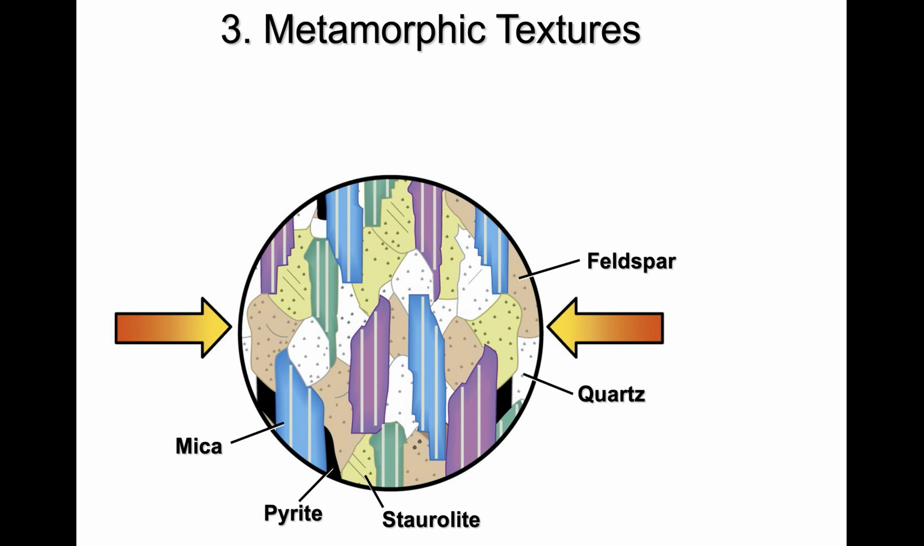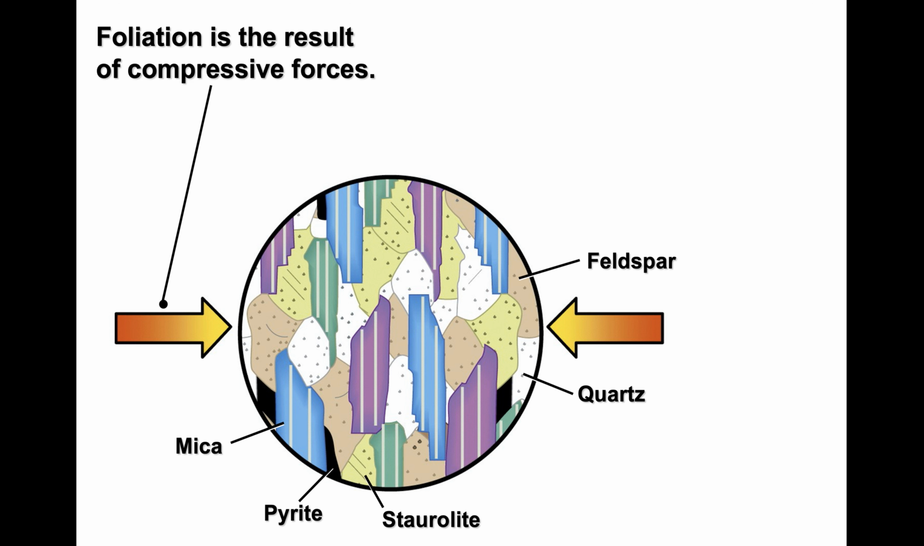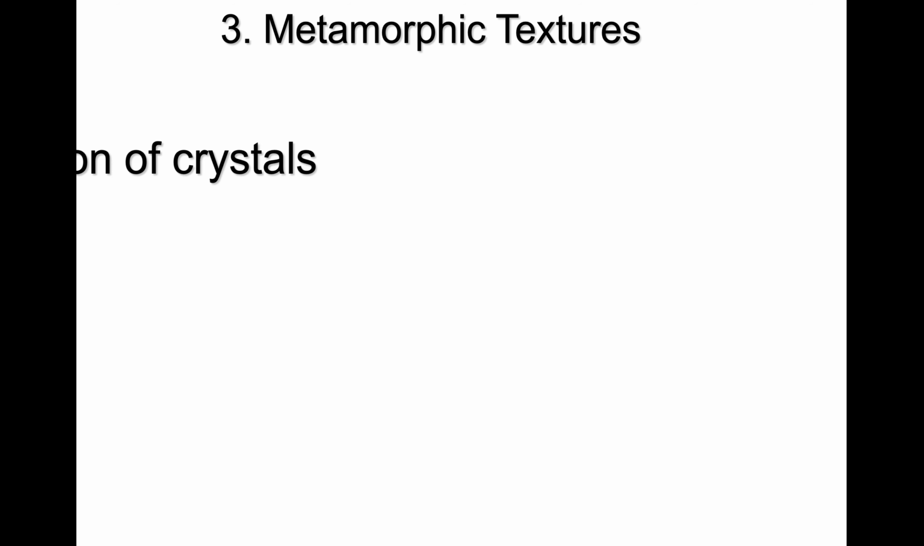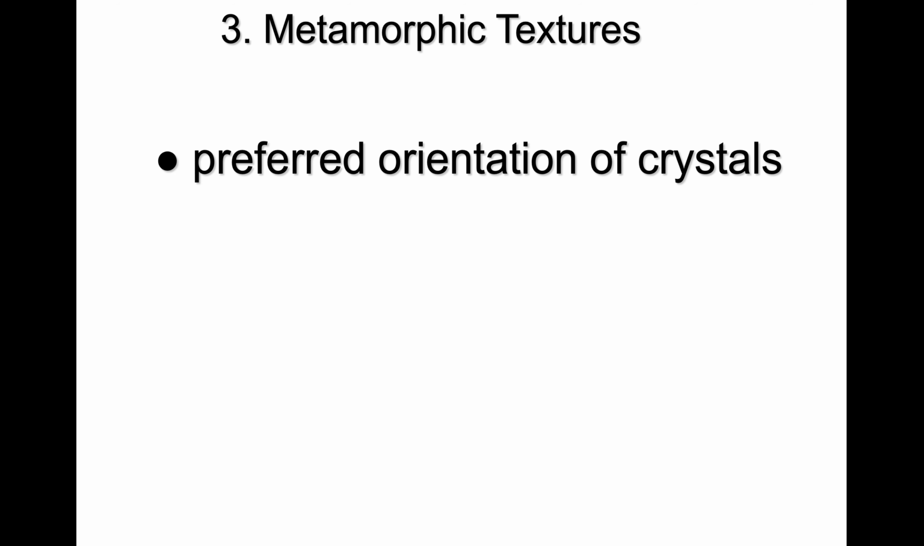And this foliation is caused by a directed compressive force. As it is written here, foliation is the result of a compressive force, and the mineral crystals become elongated perpendicular to the compressive force. Therefore we are talking about the preferred orientation of a crystal.